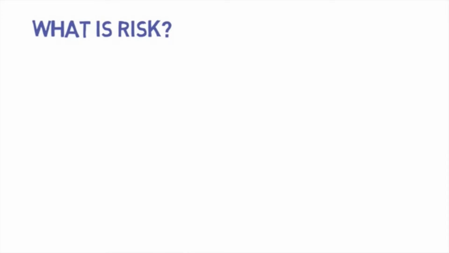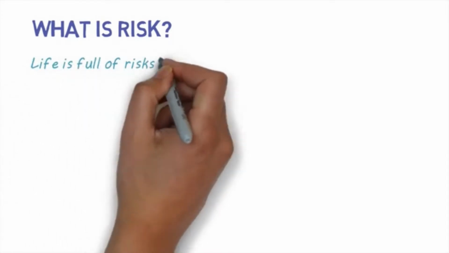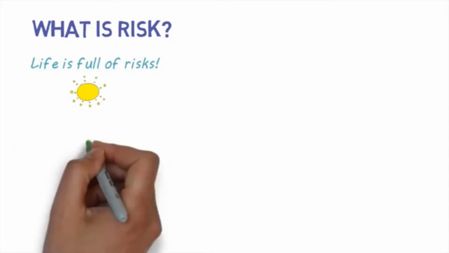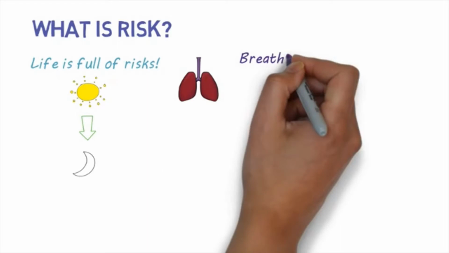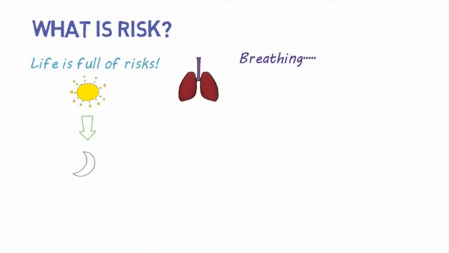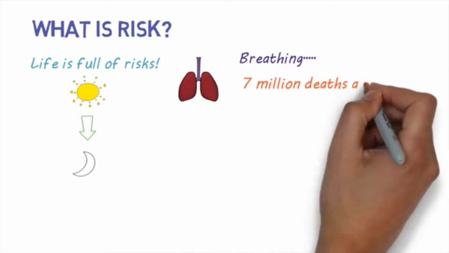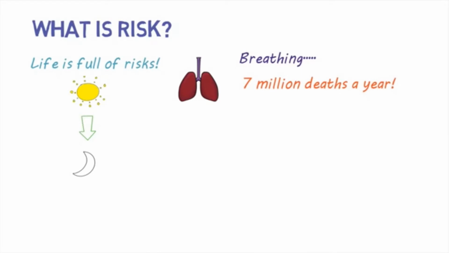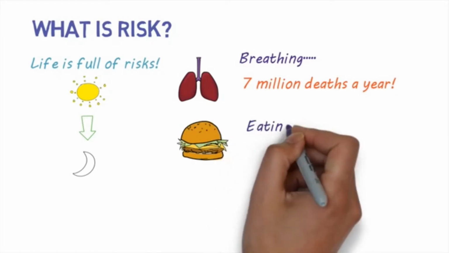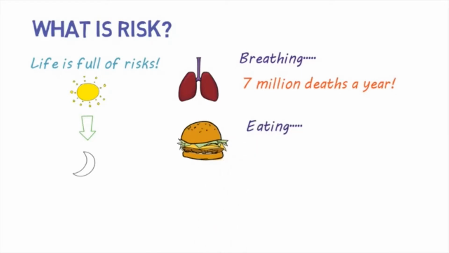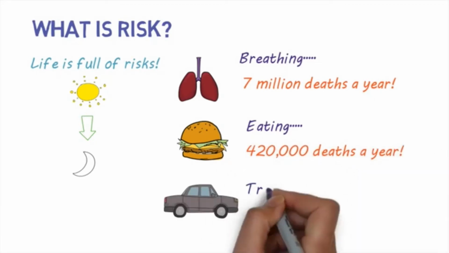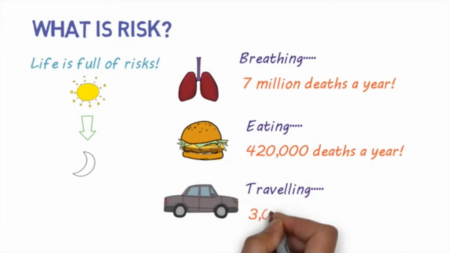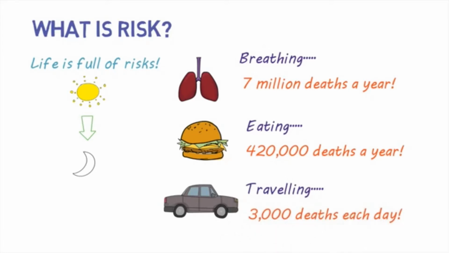Now, if you think about it, life is full of risks, from the time we wake up to the time we go to sleep, and even in between. For example, there are risks associated with breathing. Did you know that air pollution causes about 7 million deaths each year? There are risks associated with eating. Foodborne illness causes about 420,000 deaths each year. And then there's traveling. Road accidents cause over 3,000 deaths each day.